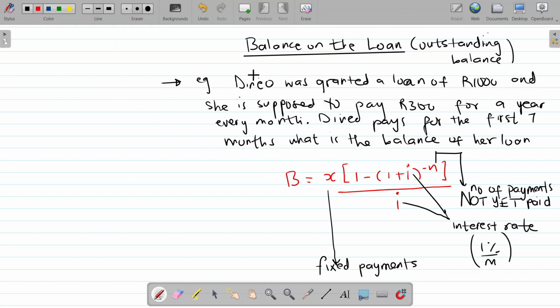So notice that Dinero paid for the first 7 months, and she's supposed to pay for a whole year, which is 12 months, but she's only paid for the first 7 months. How many months is she left with? She's left with 5 months. So over on N, you're going to put minus 5. There's a minus over here already, so you just include the N as 5, but then it's going to appear as minus 5. Because N is the number of payments not yet made when you are using the present value for the balance on the loan.